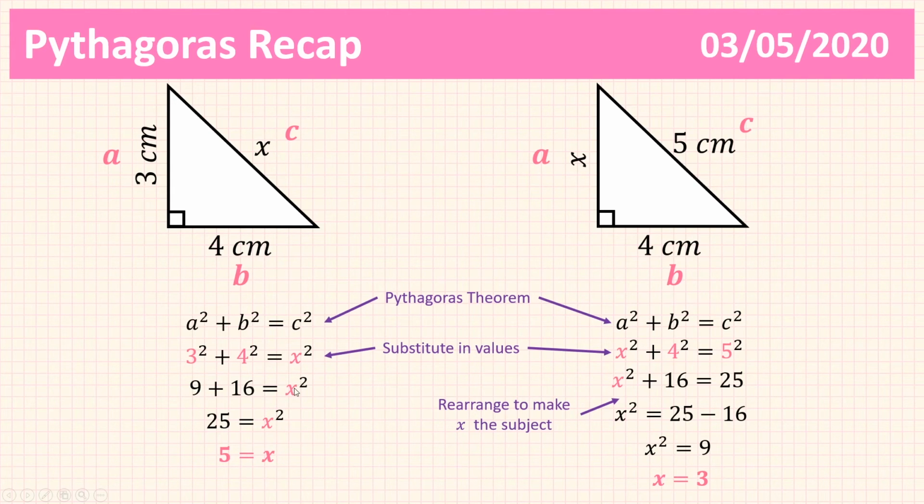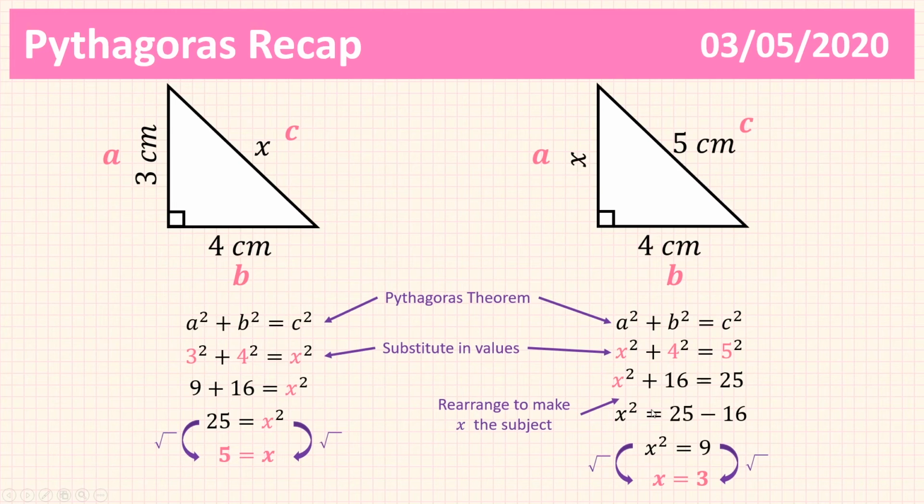So on the left-hand side, because X is already the subject, they've added these two numbers together, which gives me 25, and they've square rooted both sides to get X as 5, and this is our answer. On the right-hand side, once X was made the subject, then they've done the calculation, 25 minus 16, which gives us 9. Then they've square rooted both sides, and they've got this answer here. So the key difference to denote from these examples is that when we are looking for the shorter side, we may have to do an extra step of rearranging the equation.